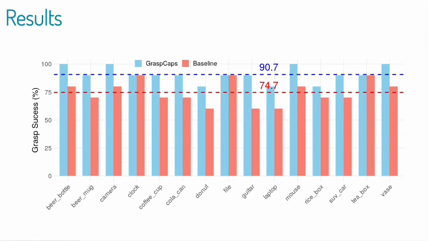We observe that for familiar classes like clock and T-box, both baseline and GraspCaps perform well with 90% success rate. However, for unfamiliar classes, for example, laptop, donut, camera, vase, etc., the part-whole properties inherent in capsule networks enable GraspCaps to outperform the baseline approach.